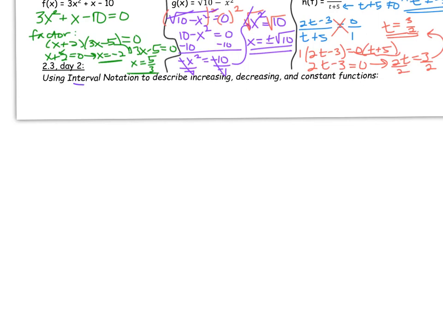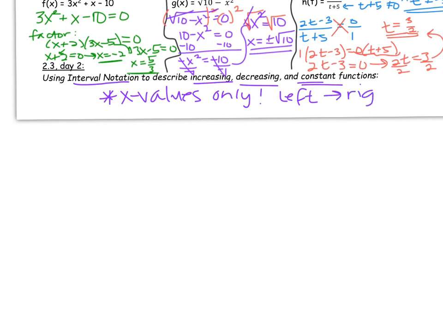It says using interval notation to describe increasing, decreasing, and constant type functions. When we do this, we're only going to look at x values. So we're only going to go left to right. Make sure to write this down. So we'll go from left to right.